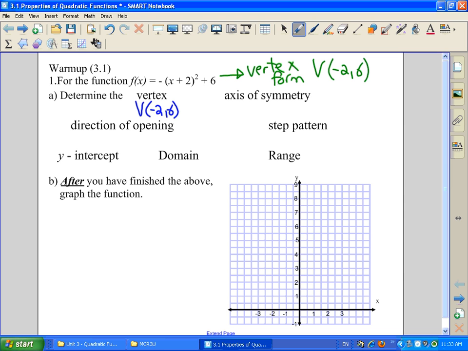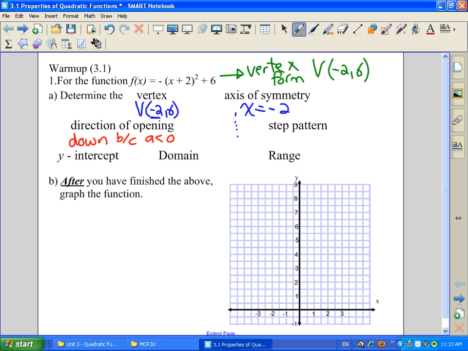The axis of symmetry deals with the x-coordinate of your vertex, and it's an equation, so it's going to be x = -2. The x is because it's a vertical line crossing x at -2. Direction of opening, again, you look at a. a is negative, so it's going to open down. It's down because a is less than 0.